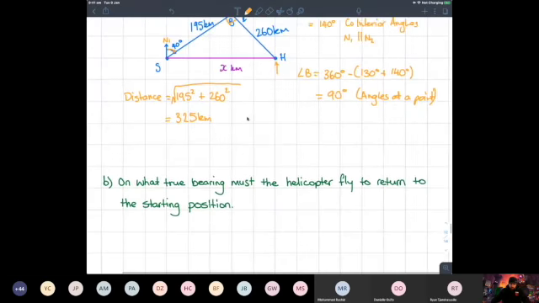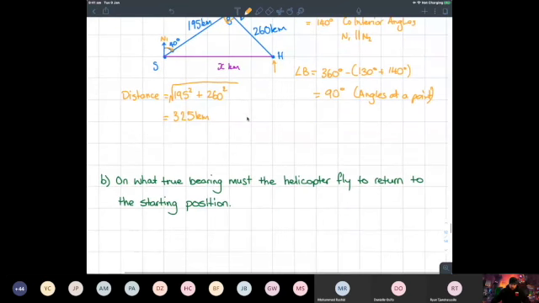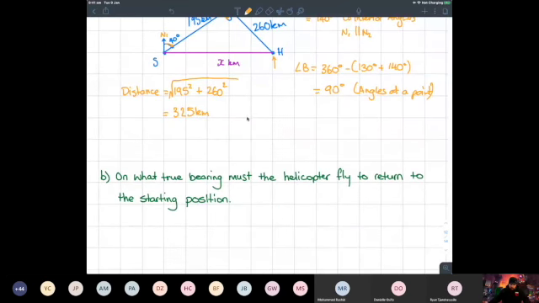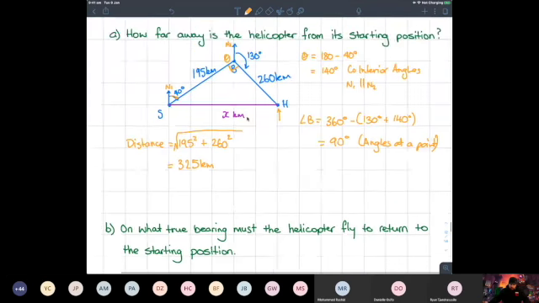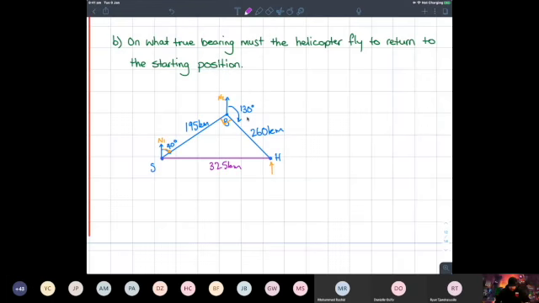Part B to this question says, on what true bearing must the helicopter fly to return to its starting position? Now that I think about it, this question is going to be kind of straightforward-ish. We've been asked to figure out on what true bearing the helicopter must fly to return to its starting position.